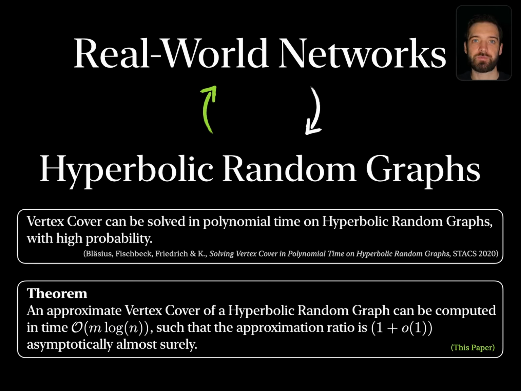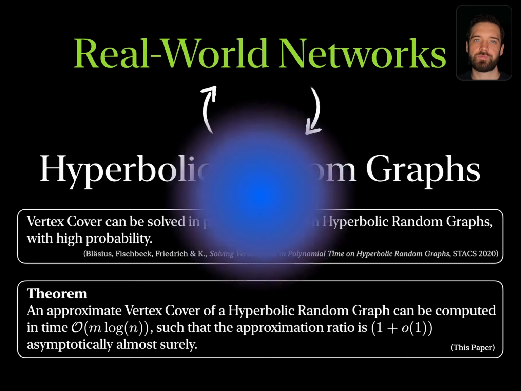In the following, I will give a short introduction to hyperbolic random graphs, followed by a brief overview of the main ideas in the proof of the tractability of the vertex cover problem on hyperbolic random graphs, before using these insights to derive a new approximation algorithm, and eventually showing some experimental results that indicate that our insights translate back to the real world.